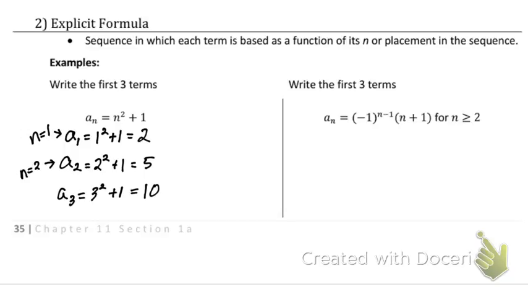This right here, this negative 1 to the n minus 1, all it does is alternate between positive and negative. That's all it does. Because negative 1 to the first power is still negative 1. Negative 1 to the second power is a positive 1. Negative 1 to the third power is a negative 1. So all this does is alternate between negative and positive.